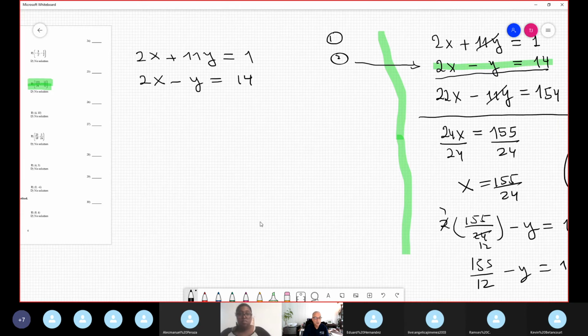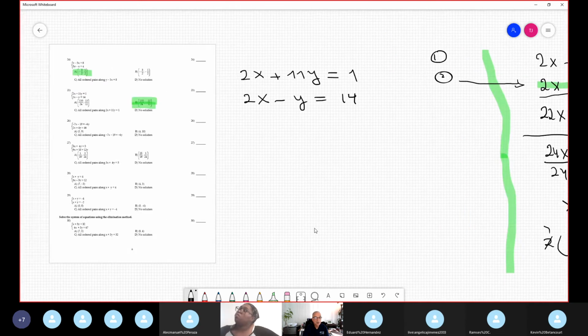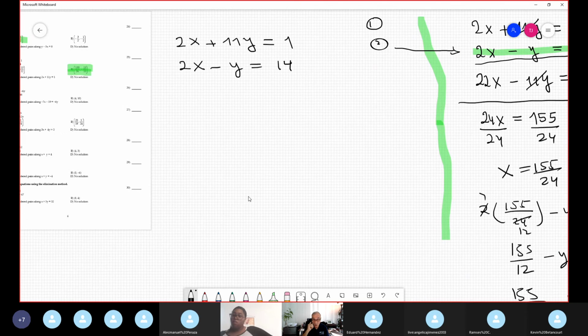Now, let me check it. Yes. So the strategy was, let's solve for y. So I take the second equation, which is easier. Y alone is equal, or minus y is equal to 14 minus 2x. Divided by negative 1, so y is equal to negative 14 plus 2x. And substitute this into the equation number 1, right? Here.